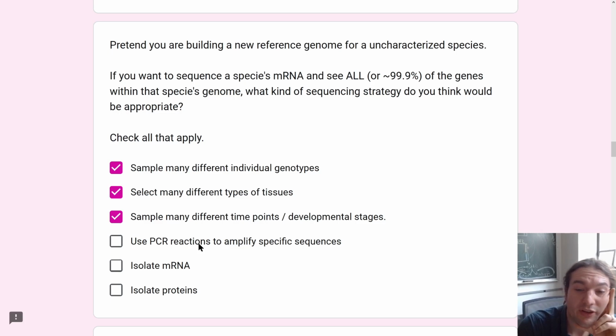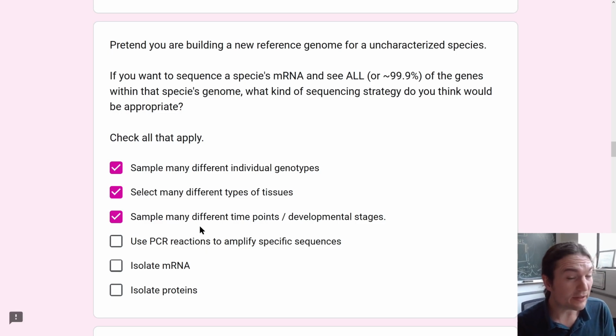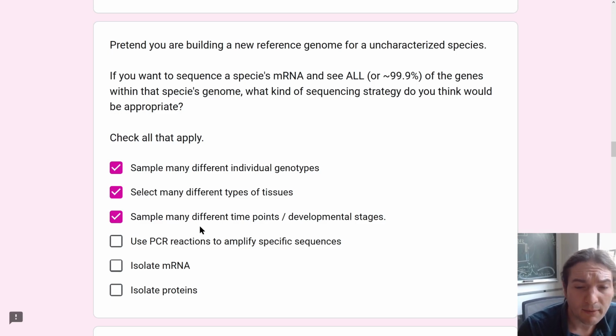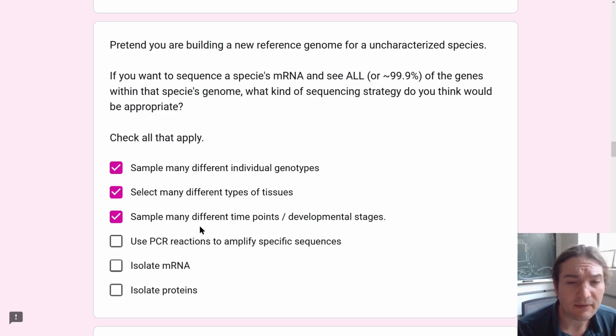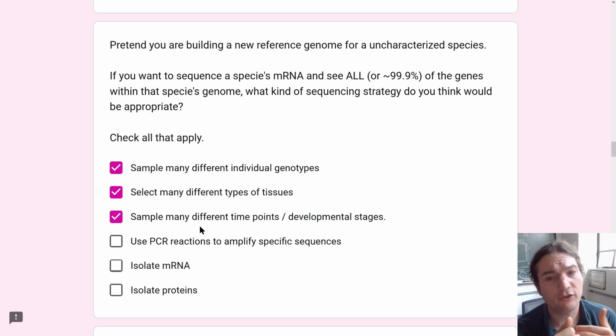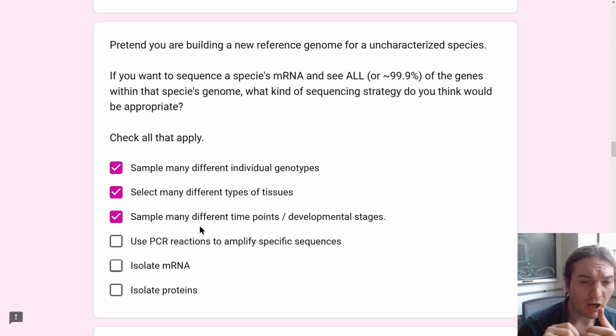Using PCR reactions to amplify specific sequences: there are ways to make that work, but that's not really what we're going for. There are ways to take advantage of PCR reactions in RNA sequencing, but oftentimes you really want just as perfect a snapshot in time as possible. And if you bring PCR into the mix, you start to cause further issues because not all RNA sequences are going to amplify as reliably as others. So that can actually be kind of dangerous and detrimental to an analysis.